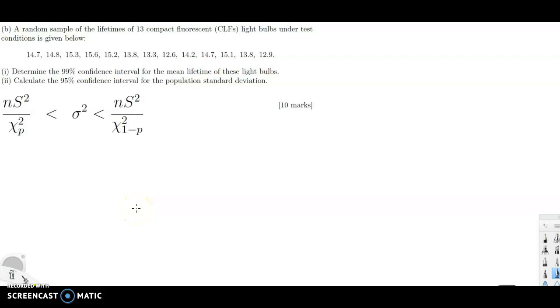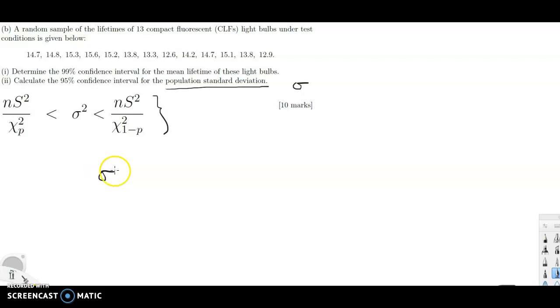Now we're going to do part 2 here. We have a random sample of lifetimes of 13 bulbs. Part 2, calculate the 95% confidence interval for the population standard deviation. Now sigma is the symbol for the population standard deviation. So we're using this formula here, got from the exam paper.